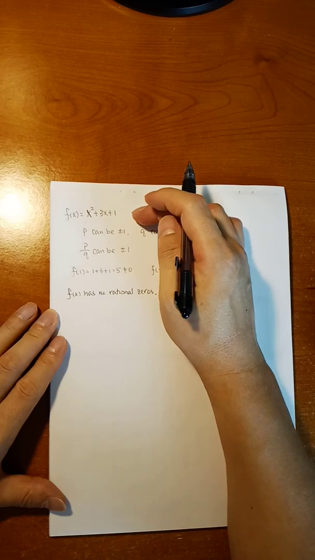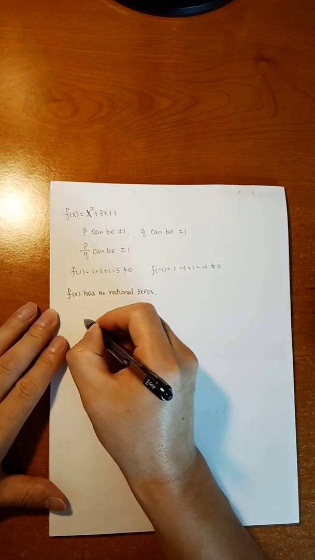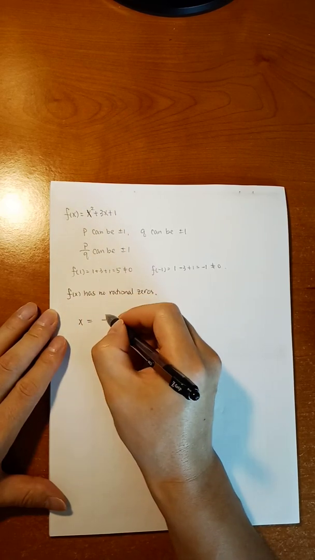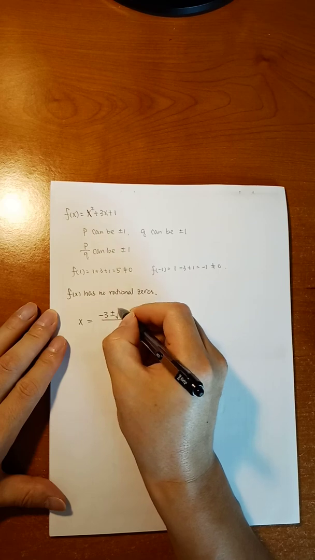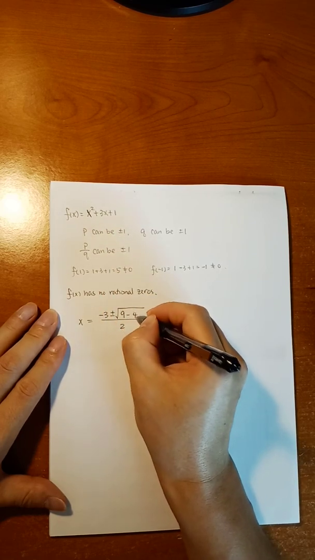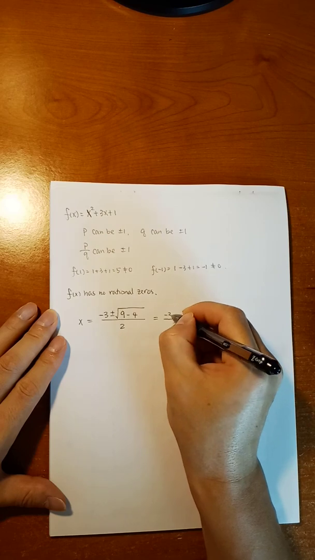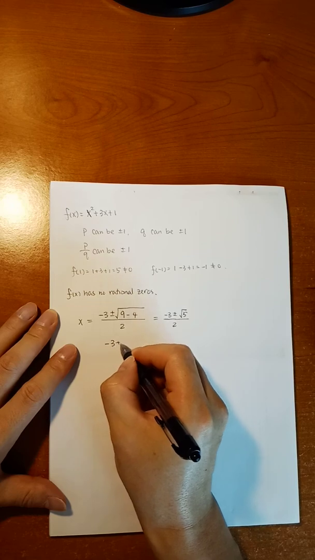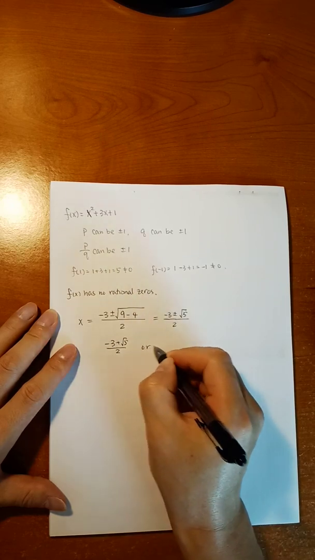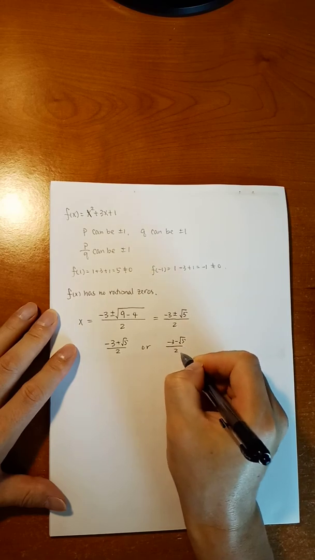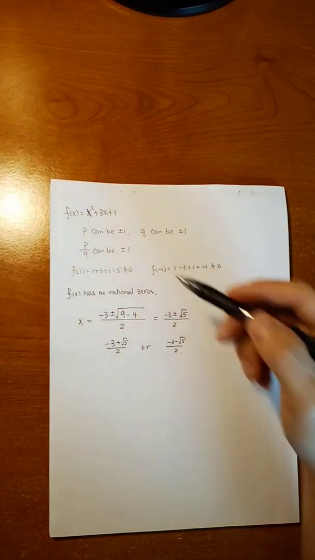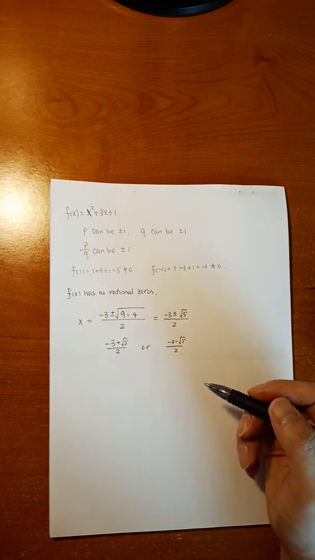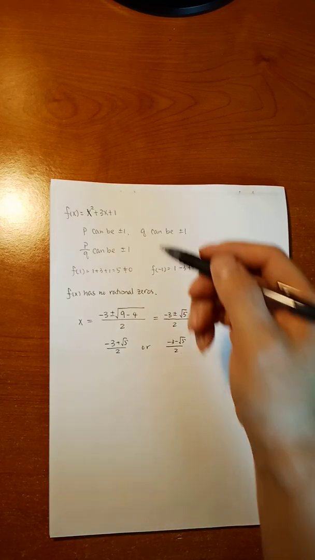In fact, it's a quadratic polynomial. What are the solutions? x is equal to negative b plus or minus the square root of b squared minus 4ac, over 2a. So you have two solutions: negative 3 plus root 5 over 2, or negative 3 minus root 5 over 2. They are both irrational. So this polynomial has real solutions, but it does not have rational solutions. Okay, so that's an example.